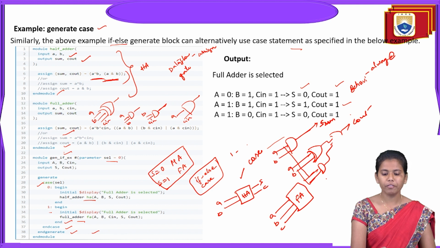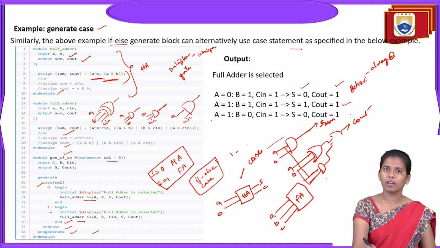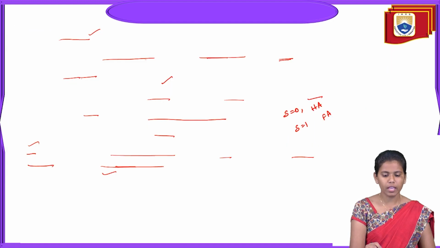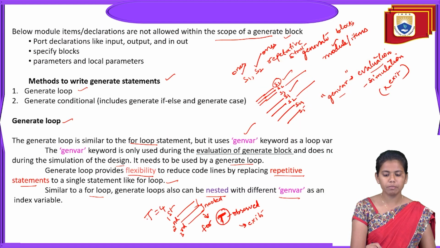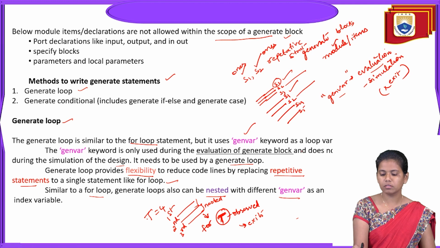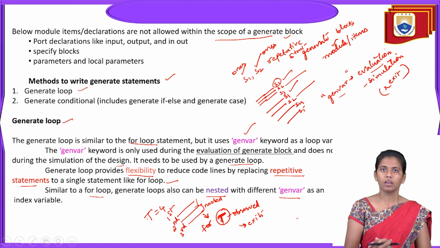So here we have used conditional statements, as if and also the case statements. Then we have also discussed the basic rule: if you are writing your code in terms of a generate block, then genvar is a keyword that you have to observe. Genvar is a keyword where you write your code with respect to the generate block.